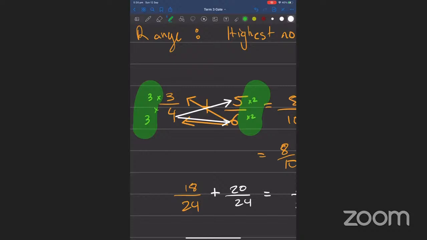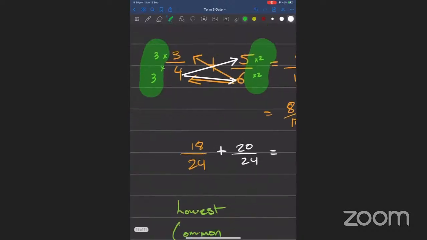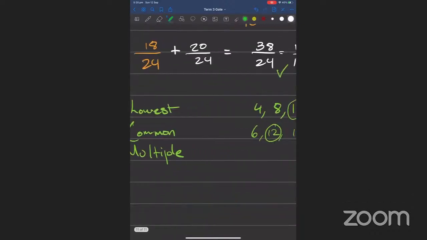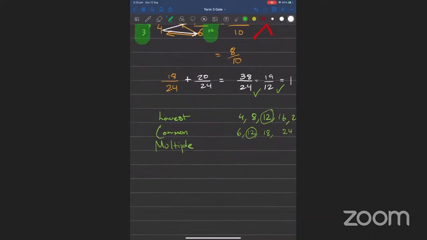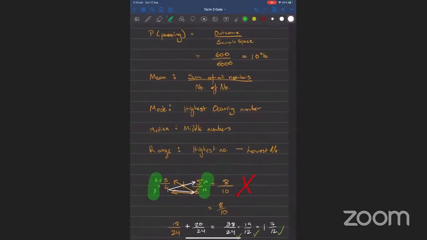6 times 2 gives you 12, right? Perfect. And that's why we multiplied one side by 3 and the other side by 2. You see that? Okay. Are you sure you understand? Yes. All right.